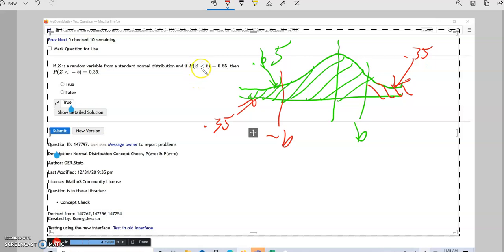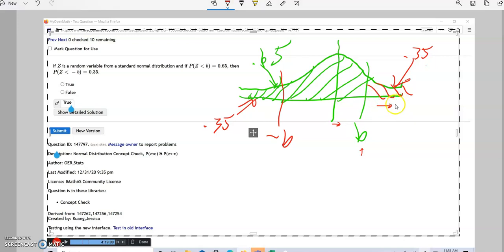If the probability of Z less than B is 0.65, which is the green. Now, why did I put the B on this side? Because the probability less than, or to the left, is 0.65, which is more than 0.5. So B must be over here on the upper side of the mean. So this 0.65 is the green, which means the greater than B is 0.35.